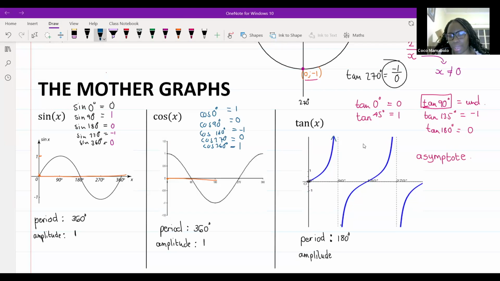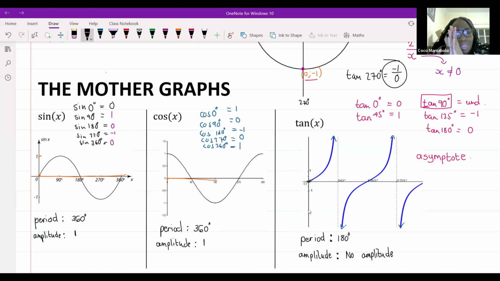Does it turn and come back? Nope, it doesn't. So my tan graph, does my tan graph have an amplitude? No. No amplitude, because it cannot go past the asymptote. It's just going to keep going up, up, up, and get as close as possible to the asymptote, but it will never touch.